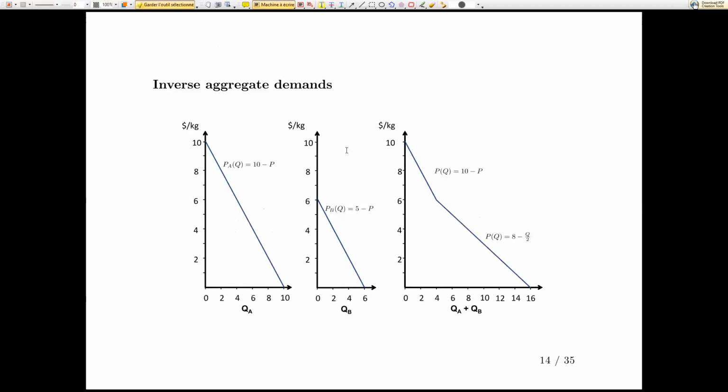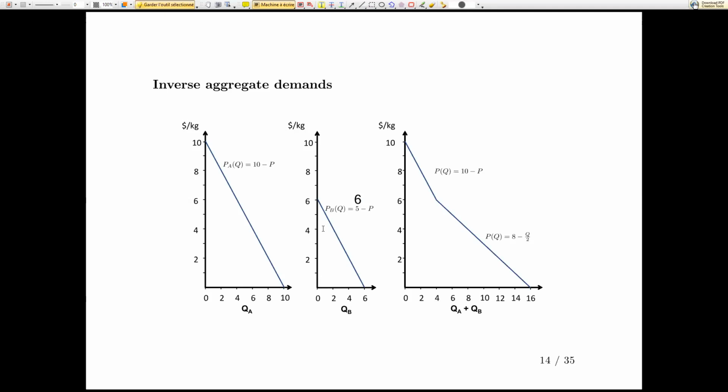And now what does that look like? Well, this is Alice's case, 10 minus Q. It's the price that Alice is willing to pay, 10 minus Q, sorry, and the price that Bob is willing to pay for the apples is, oh, I've written 5, but it's 6. Sorry about that. I'm going to correct that.